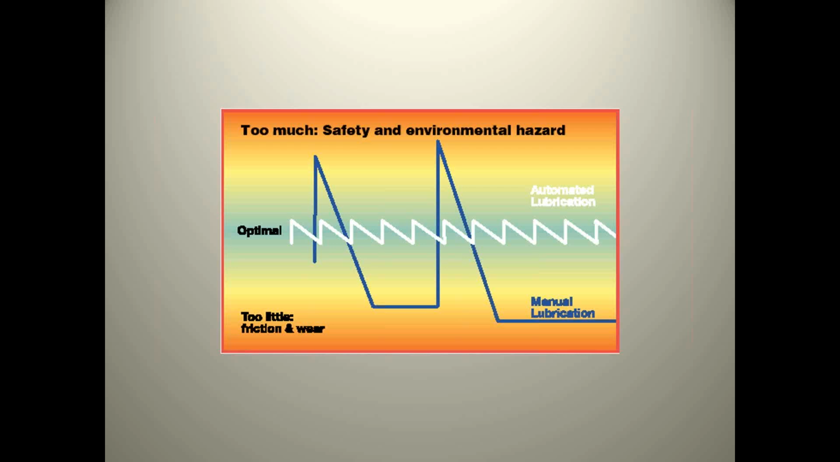So what the automatic lubers do would be the white line right here. You put them on, you get them calibrated for the right amount of grease, but what they do is put a little bit of grease in at a lot shorter time frequencies. And you can set this time frequency up to whatever you want. What happens when you do this is that the bearing always has a constant film of grease. And the other thing that happens here, you use about 30 to 40% less grease.